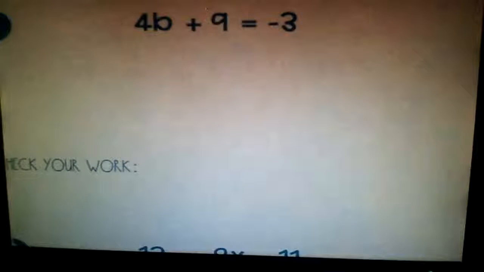Okay, we all glued in, ready to go? Come on, Rose. You see the other side of this one? We get to translate some words into math.